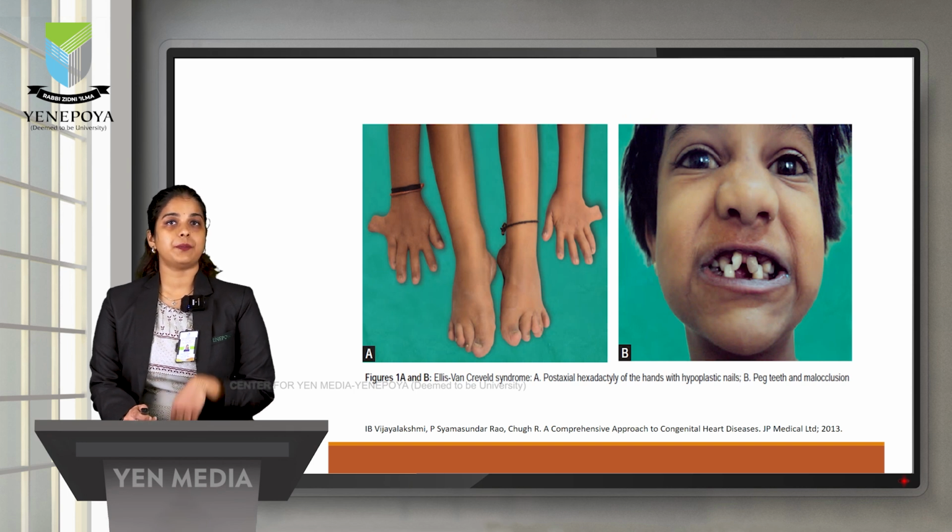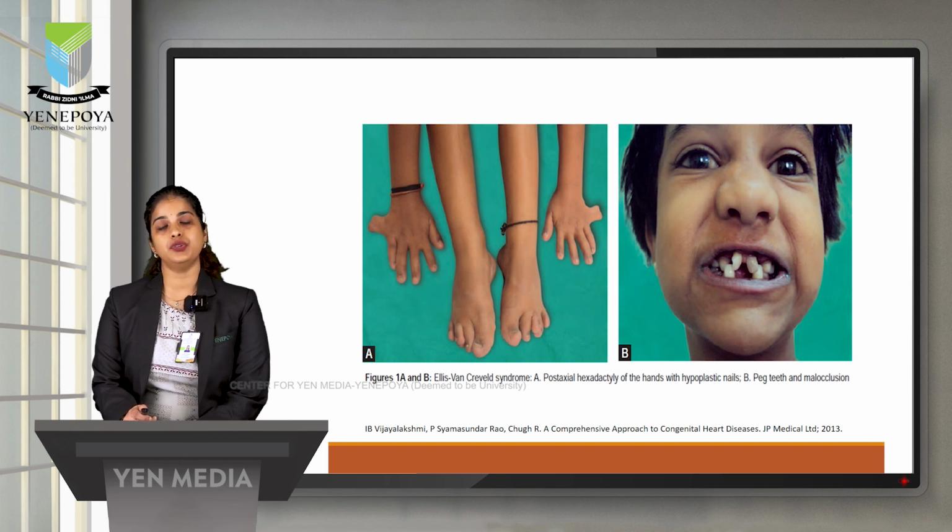So this is a picture depicting the features of Ellis-Van Creveld syndrome. In the first picture we can see there are 6 fingers, so that is nothing but the postaxial hexadactyly, and in the second picture we can see peg teeth and malocclusion. Peg teeth are nothing but small conical teeth, and malocclusion is where the alignment of the teeth will be abnormal. So these are the features showing Ellis-Van Creveld syndrome.